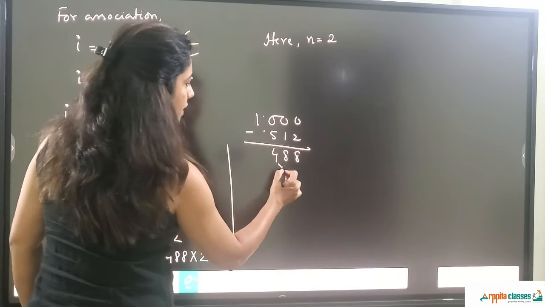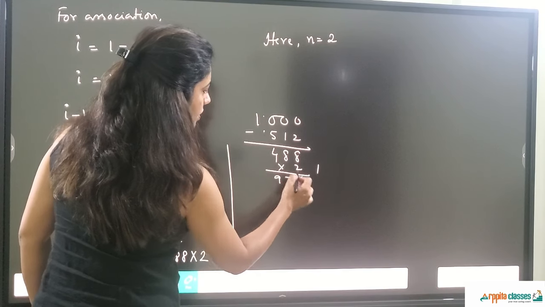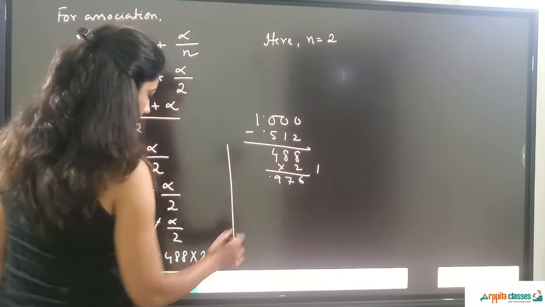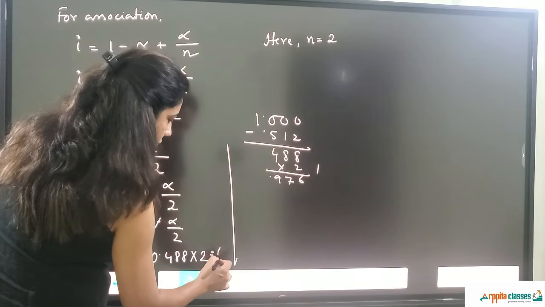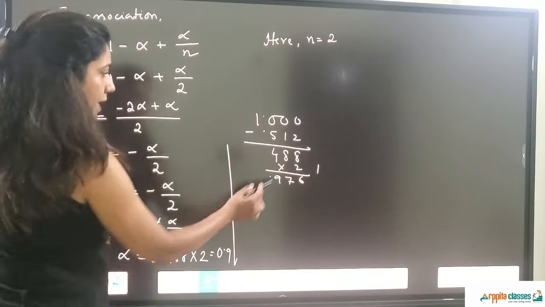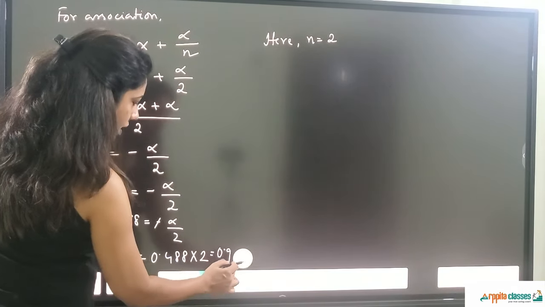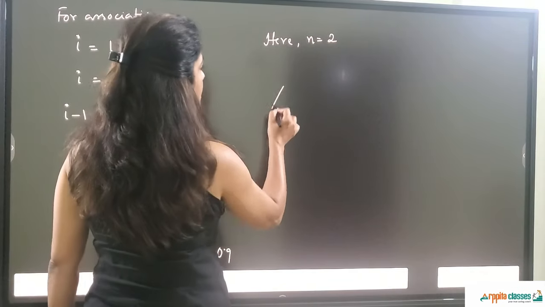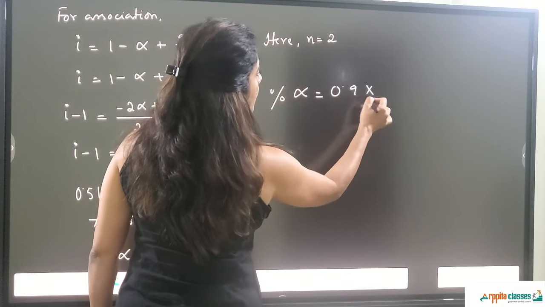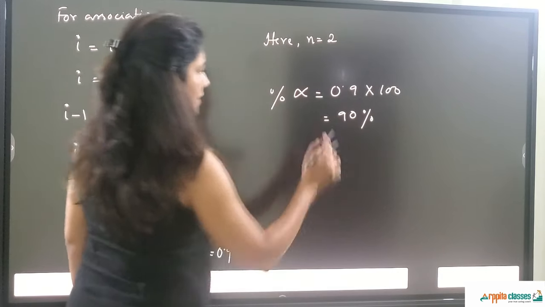So if I do this, it is 0.9. So alpha is coming 0.9. That means percentage of alpha will be 90%. They are asking for percentage of alpha, which I will be writing as percentage alpha is equal to 0.9 into 100, which is coming 90%.